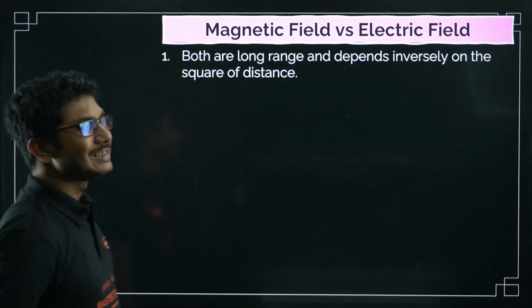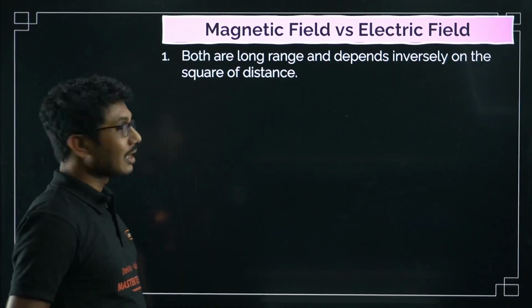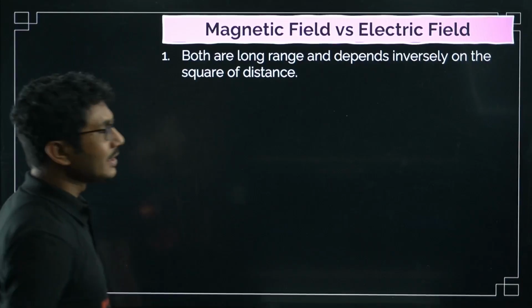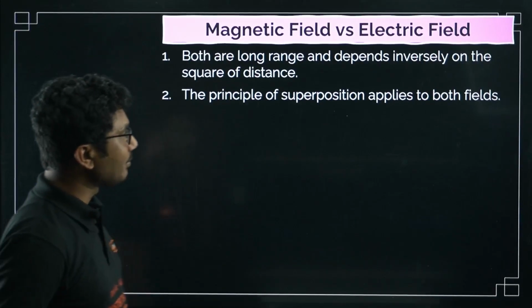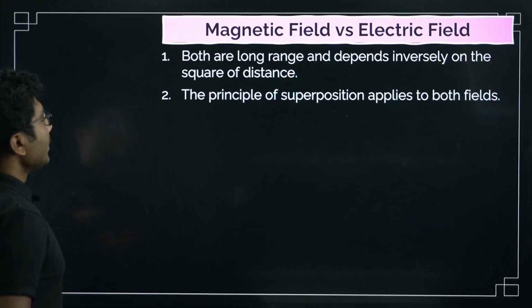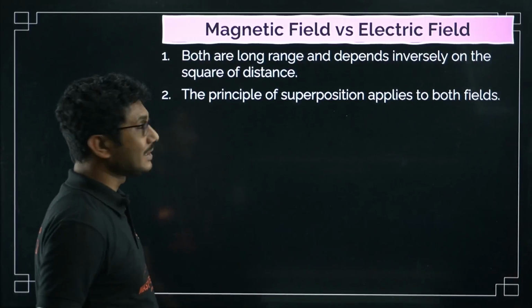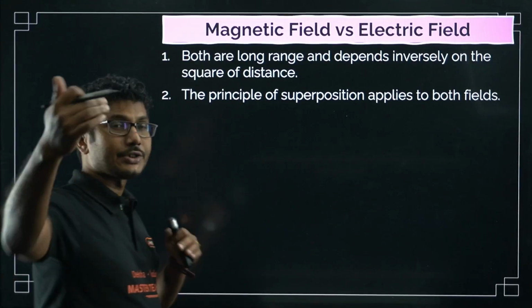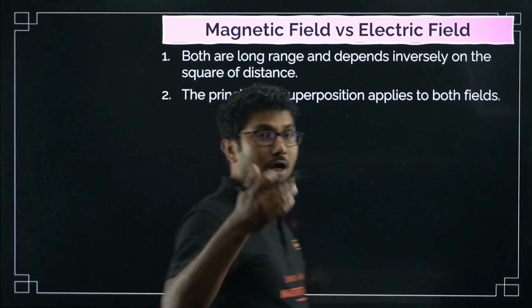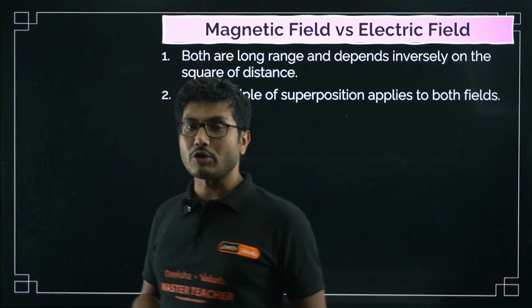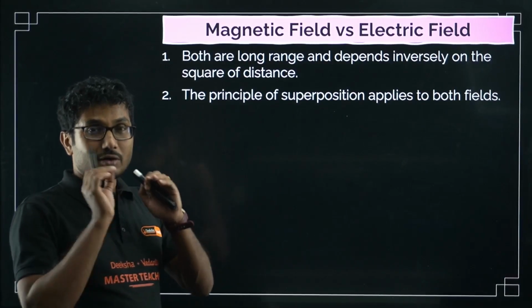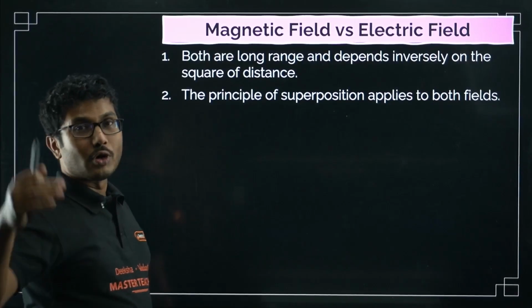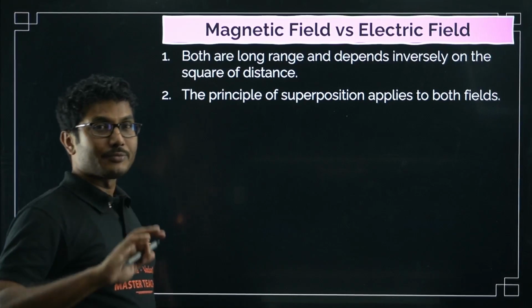Now magnetic field versus electric field, a small comparison. Both are long range and depend inversely on the square of the distance. Next, the principle of superposition applies to both fields. Long range means it works up to infinity, so both forces work up to infinity. An example of a short range force is the nuclear force, which works only very close to nucleons, at the level of fermis. As you slowly go away, the force saturates and then it becomes zero.